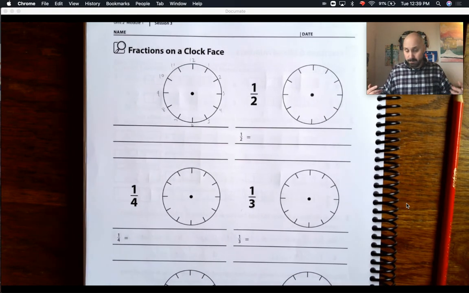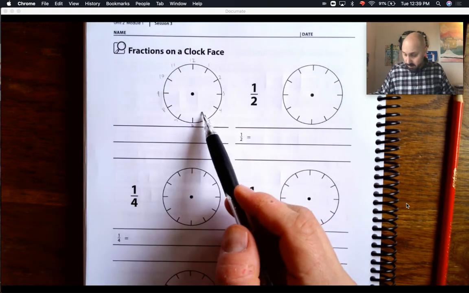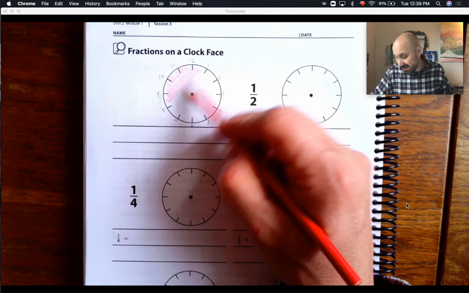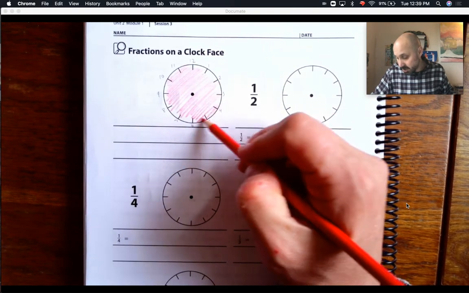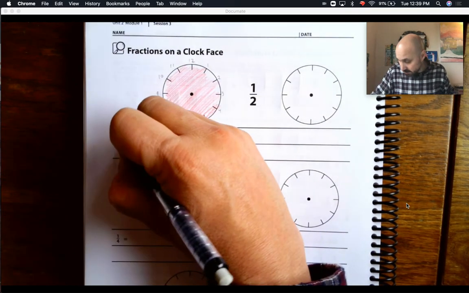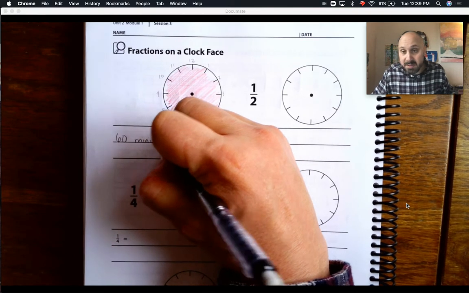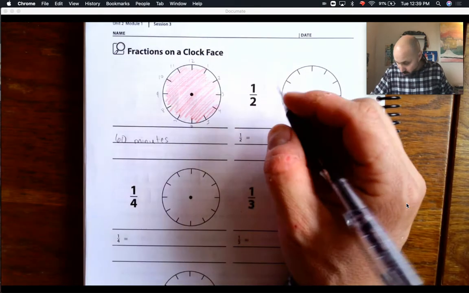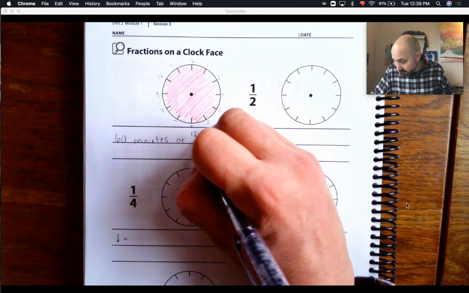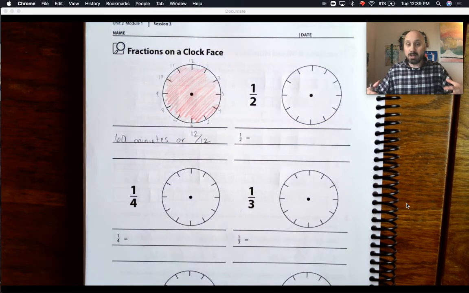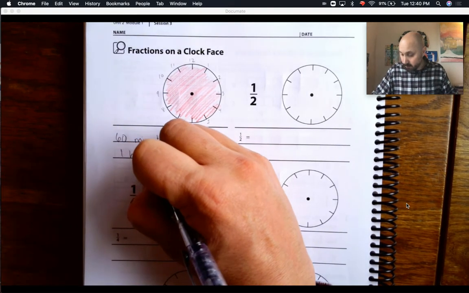So we're going to start off with a whole clock here. This is our whole clock, and I'm going to color in this whole thing because this clock is representing 60 minutes or 12 twelfths. So if I shade in this whole thing and say this is 60 minutes, did you know that there are 60 minutes in 1 hour? There are. So 60 minutes or 12 twelfths, or 60 sixtieths. Remember, it's one whole. So 60 minutes is one whole hour. I'm going to write 1 hour on the bottom line.